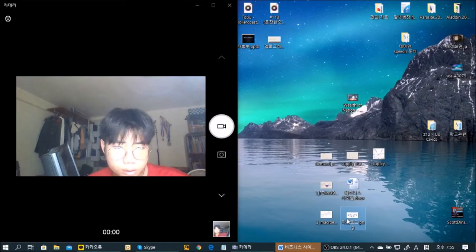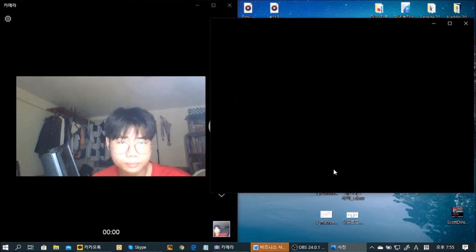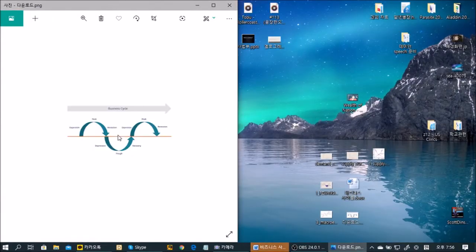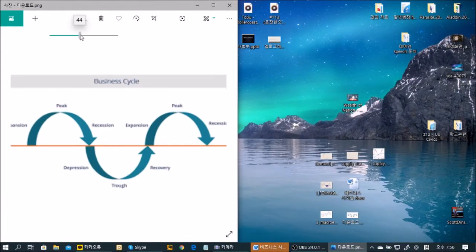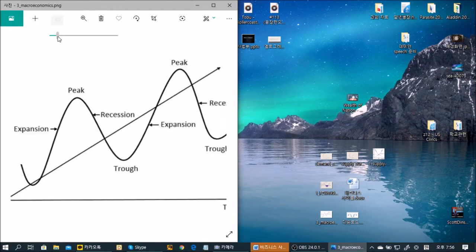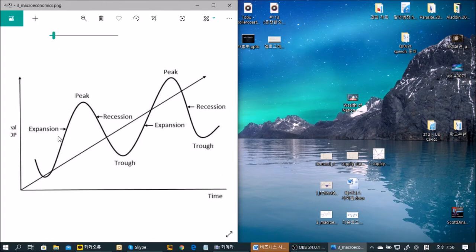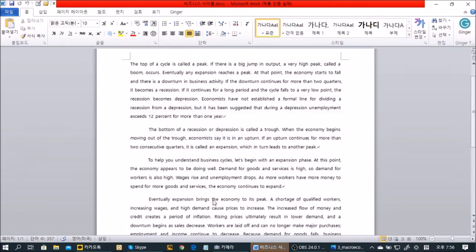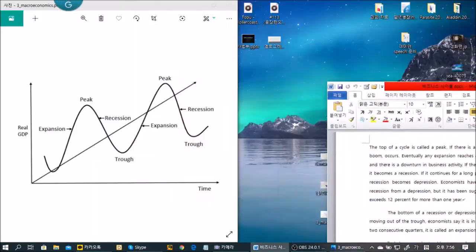And I want to talk about one more thing, which is this one. This is a similar graph with demand and supply, and it shows that as expansion reaches the peak and goes down, recession meets the trough. And I will describe this graph. This is called a business cycle.